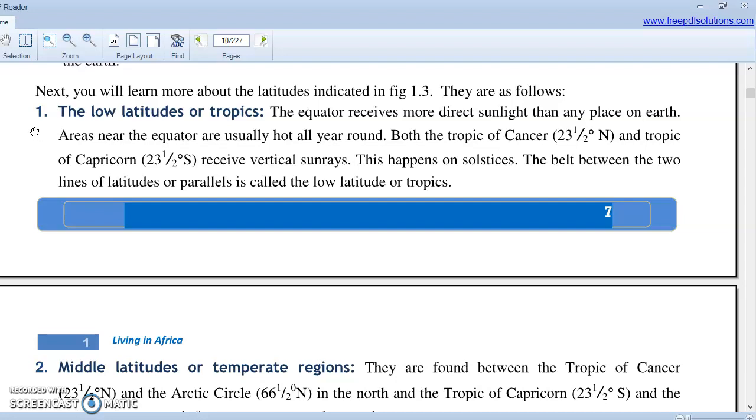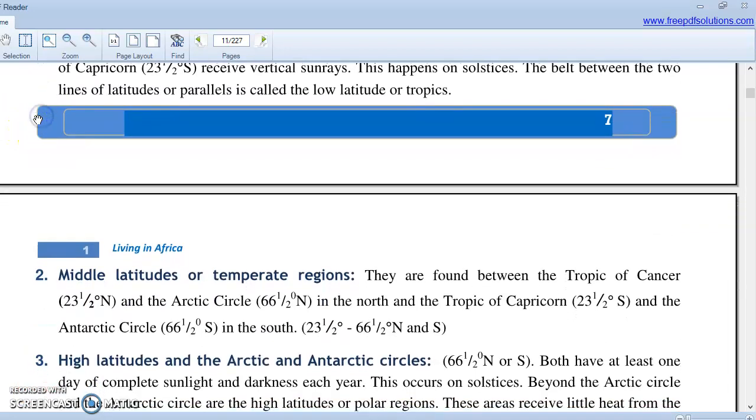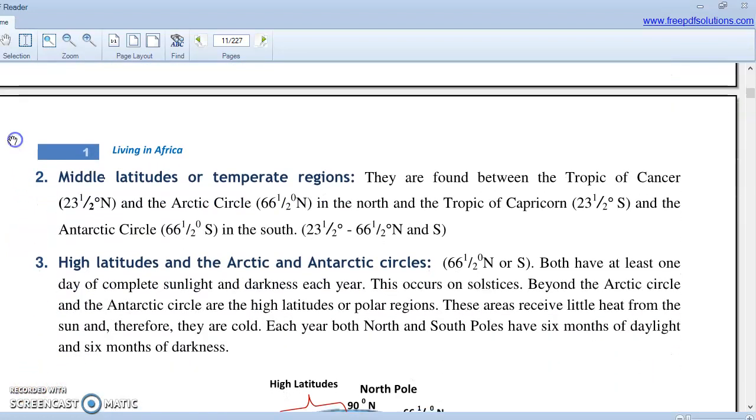much of Africa is found within the low latitudes or tropics. So much of Africa is usually hot all year round. Okay, the middle latitudes or temperate regions are found between the Tropic of Cancer and the Arctic Circle in the north, and the Tropic of Capricorn and the Antarctic Circle in the south. We're going to be looking at the figure later on in this video, like 2 minutes later.